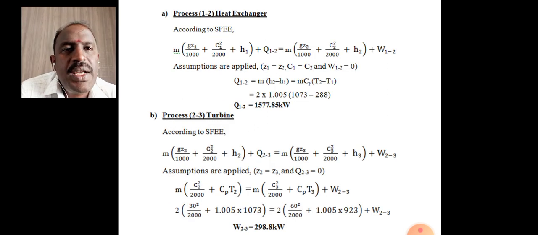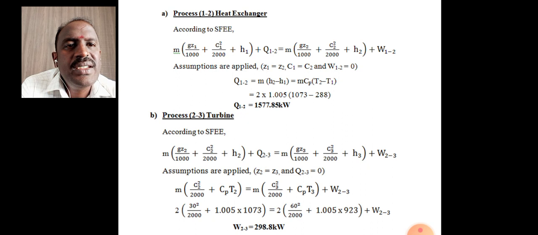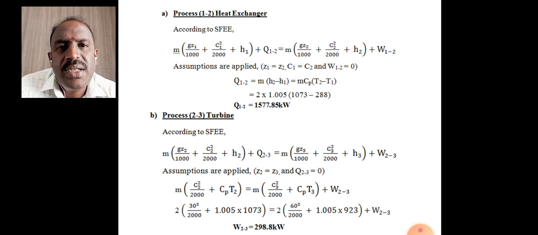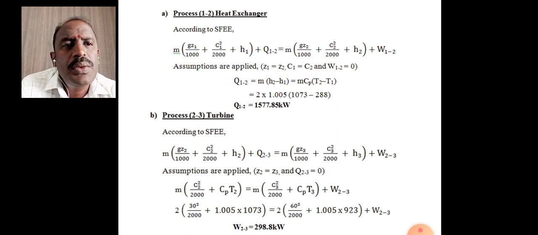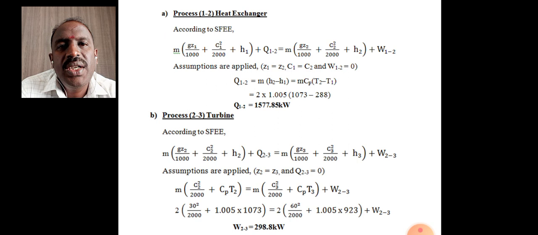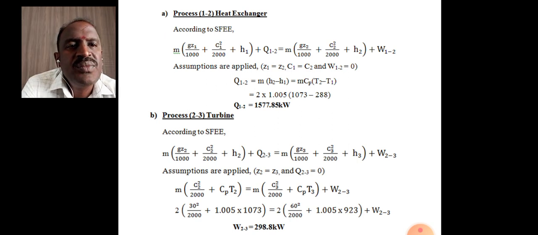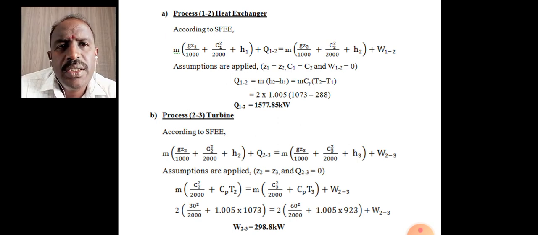So the first process, 1 to 2, is the heat exchanger. Apply the steady flow energy equation. The formula is m into (g z1 by 1000 plus c1 square by 2000 plus h1) plus q12, which is equal to m into (g z2 by 1000 plus c2 square by 2000 plus h2) plus w12. Here the datum is not mentioned, so we have to consider z1 equal to z2 and the velocity c1 equal to c2. Here both are the same, 30 meter per second, and the work done is not given in the problem. It is a heat exchanger.